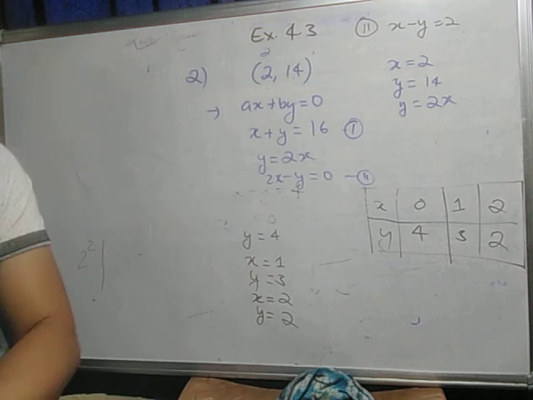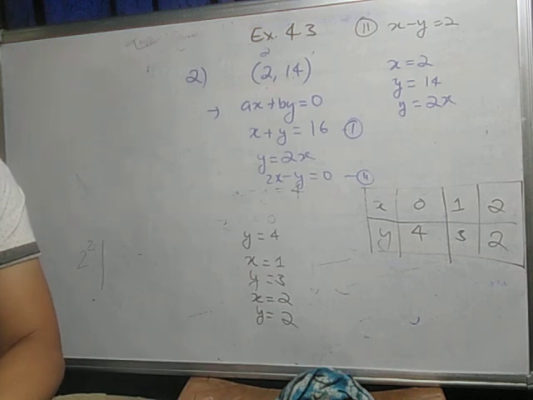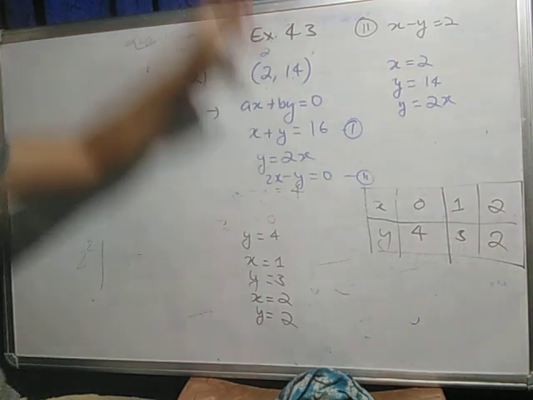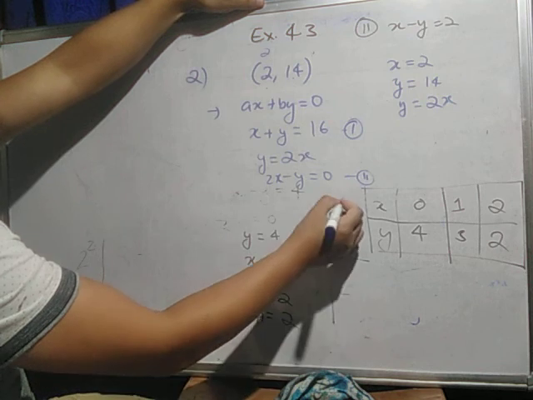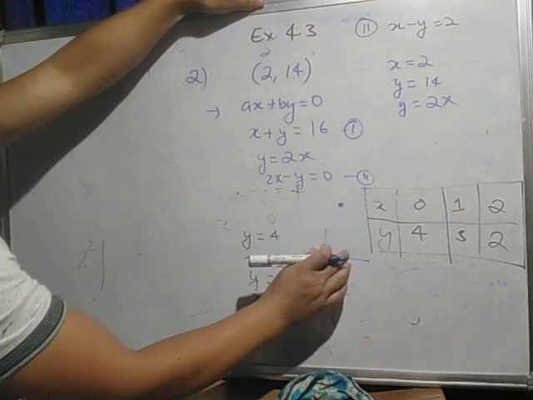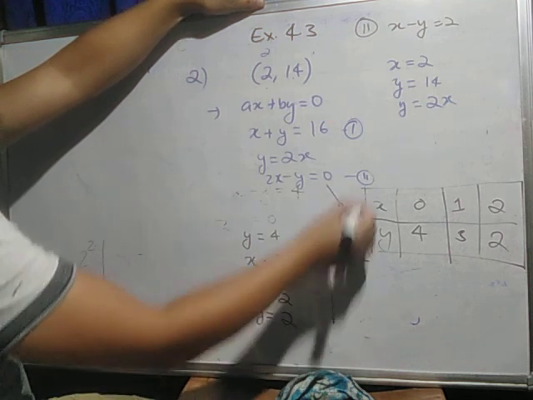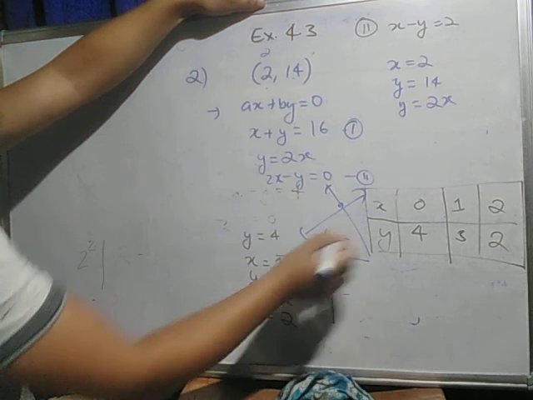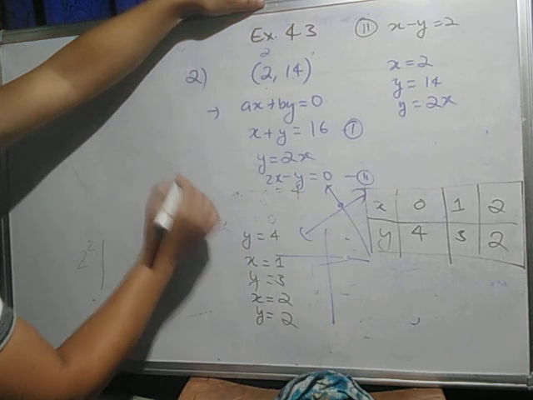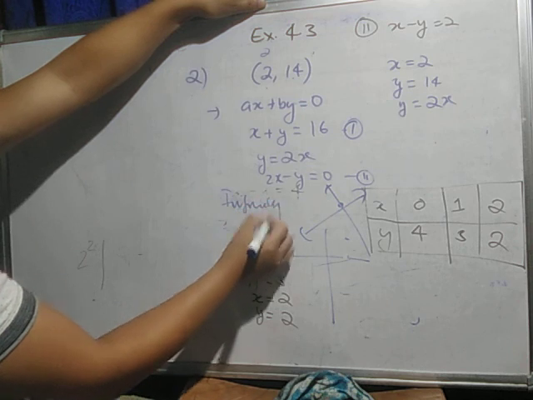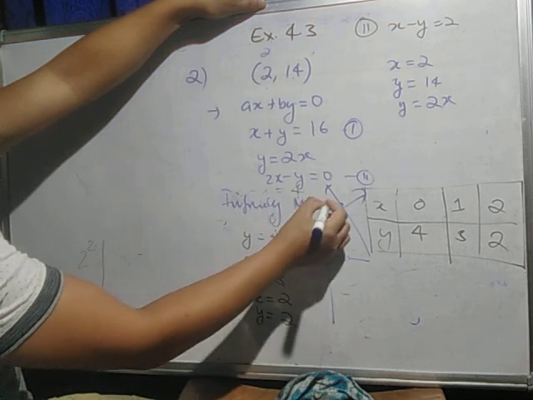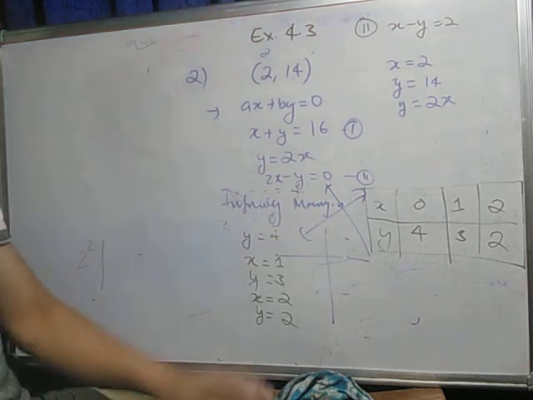So how many more such lines are there and why? See, this is the point, one point in your graph, x equals to 2, y equals to 14. From this point so many lines pass. So write down infinitely many. Okay, so this much for today.